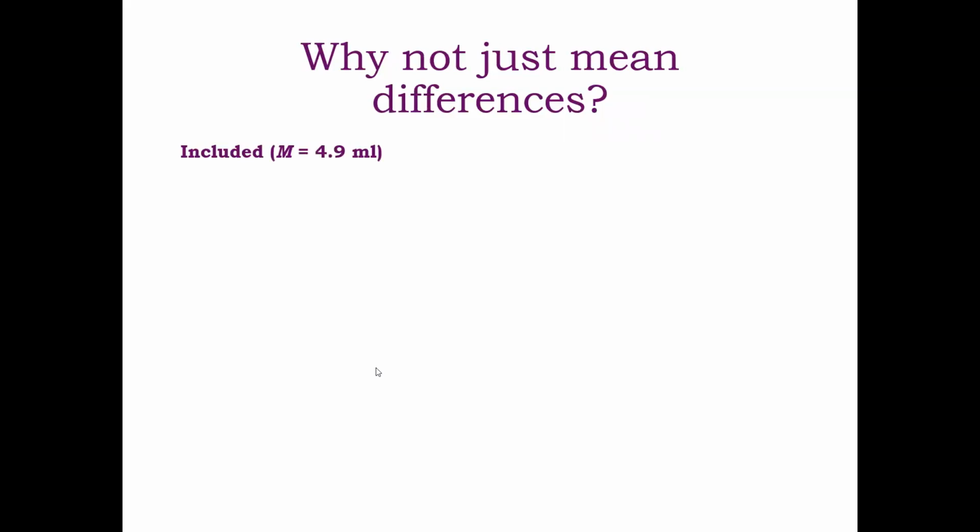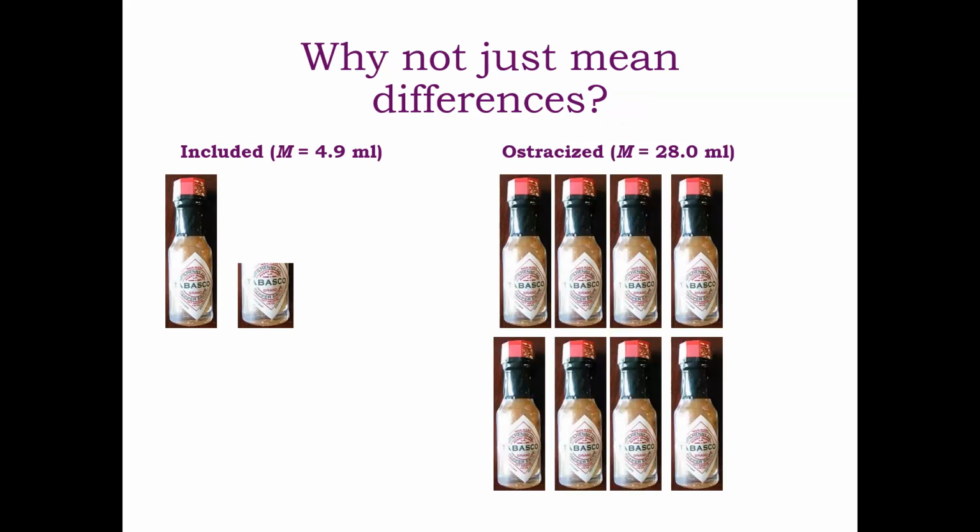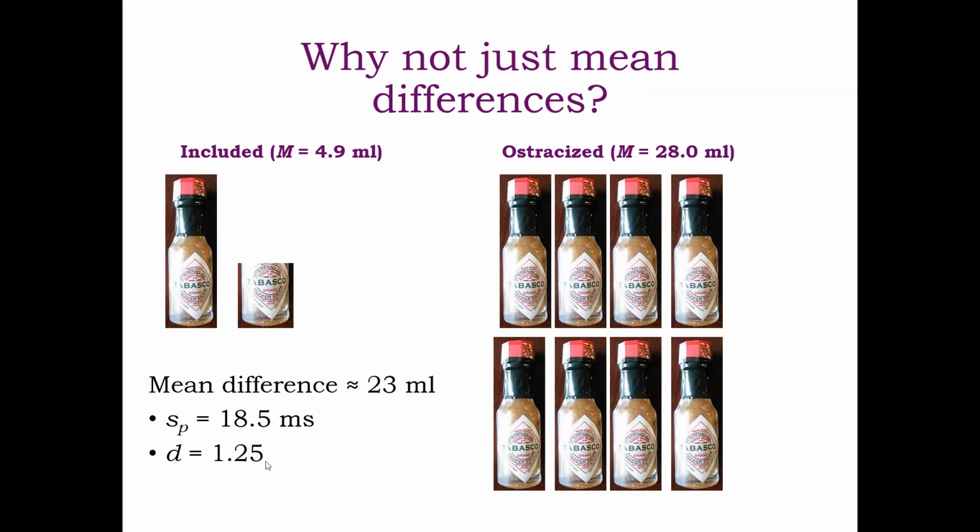So let's think about this. Why not just mean differences? Again, this doesn't tell us much. Mean difference is about 23 milliliters. What does this mean? What does this mean in terms of aggression? Not much, right? But d, which is a standardized measure, you can think of this as 1.25 standard deviations. So if we say that ostracized people exhibit 1.25 standard deviations more aggression than included people do, that is more meaningful, okay?